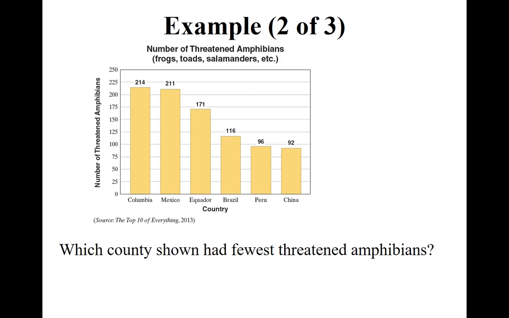Which country shown, not county, which country shown had the fewest threatened amphibians? Which bar is the smallest? That would be China at 92. Don't just assume because it's on the right that it's the smallest. I actually looked at every number and made sure that 92 was the smallest number there. But with 92 threatened amphibians, China had the fewest.